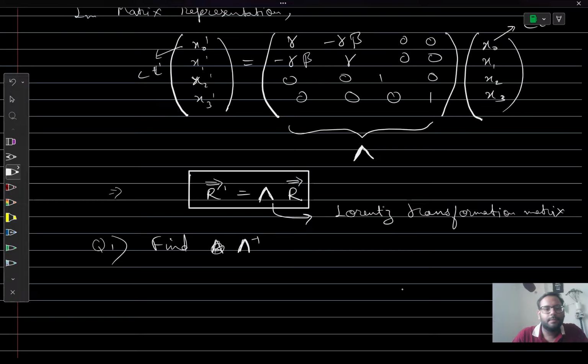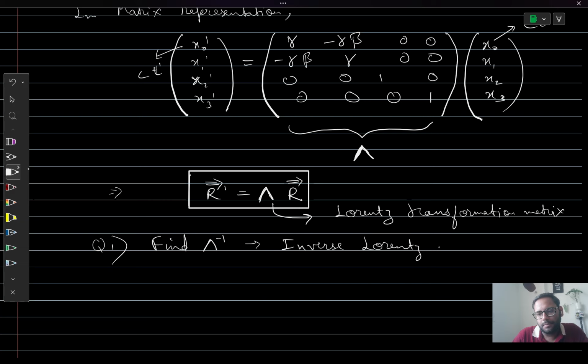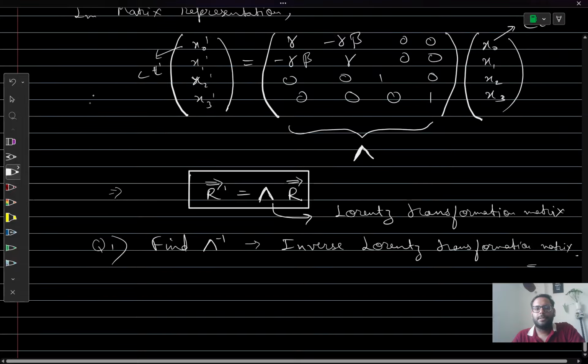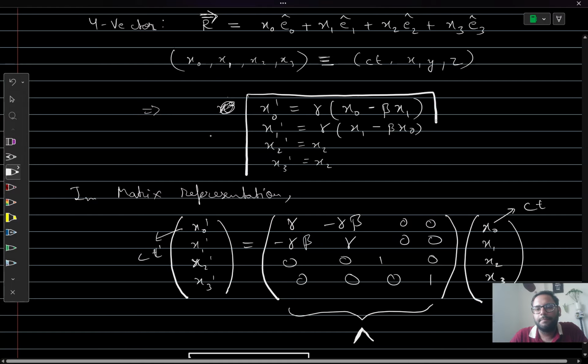Let's now end this class. You just have to find the inverse Lorentz transformation matrix, just as you found the inverse Galilean transformations. So these are my equations. You just remember these are my main equations, where my x naught is ct prime.